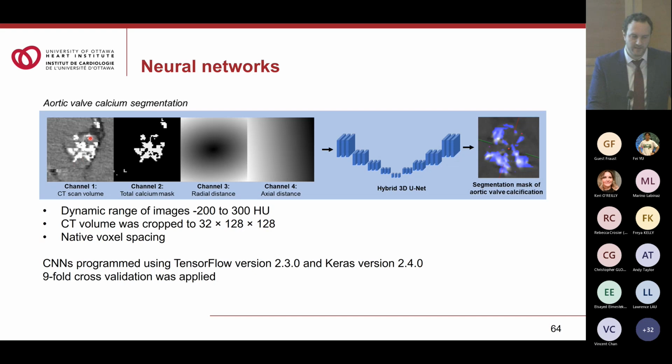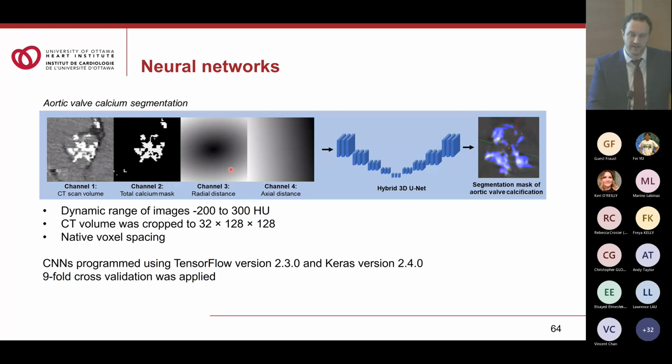So if you could think of one channel as the color red, that's just the raw CT scan. Then we have the second channel, which is the total calcium mask. So that will be calcium that is part of the aortic valve or not part of it. So it could be part of the coronaries or the mitral annular complex, for example. And then we also wanted to integrate the orientation of the valve and the position of the valve into the algorithm.